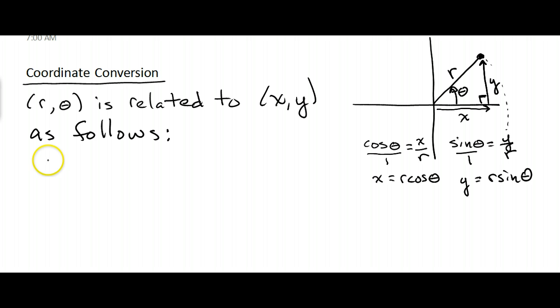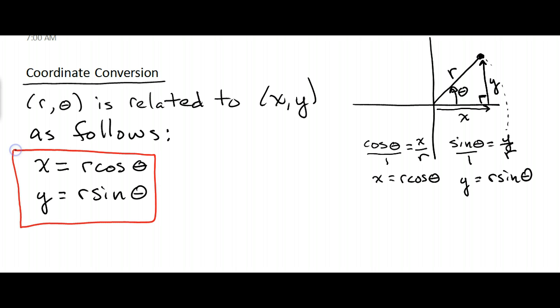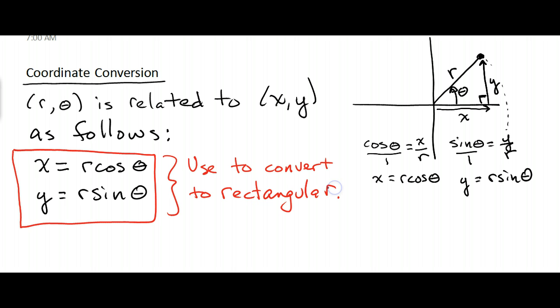Okay, so let's write these down. I've got x is equal to r cosine theta, and y is equal to r sine theta. So this is going to be one of our conversions, and we are going to use it to convert to rectangular. If I'm given r and theta, I can substitute them into these formulas here and figure out what I have for x and y.